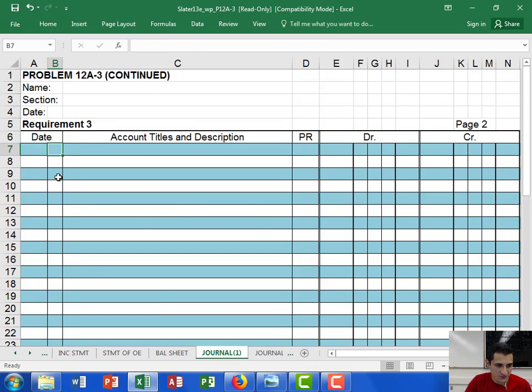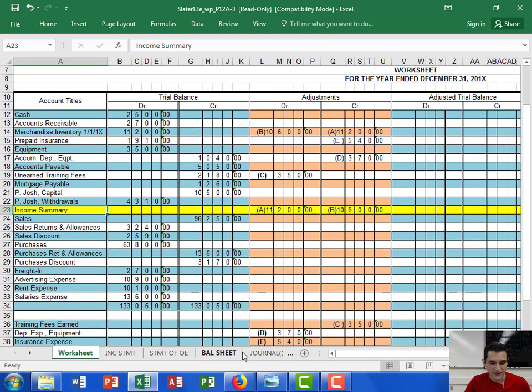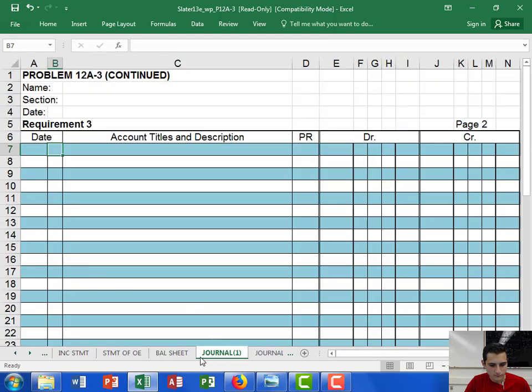We're going to come to our journal, and I believe, what month is this on? For the month of December. So at the end of the month, December 31st, you're going to debit income summary, because that's what we have in our rules of adjustments inside our worksheet. We're debiting income summary for $11,200.